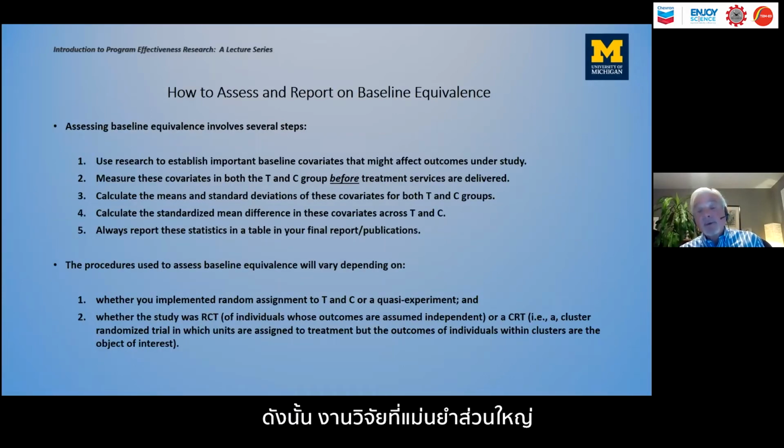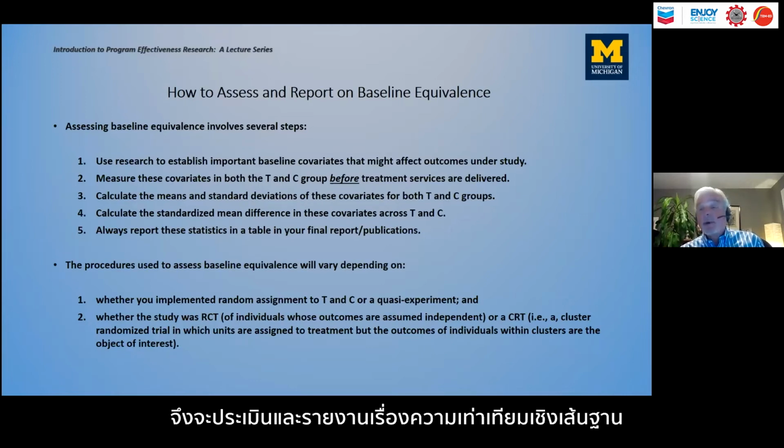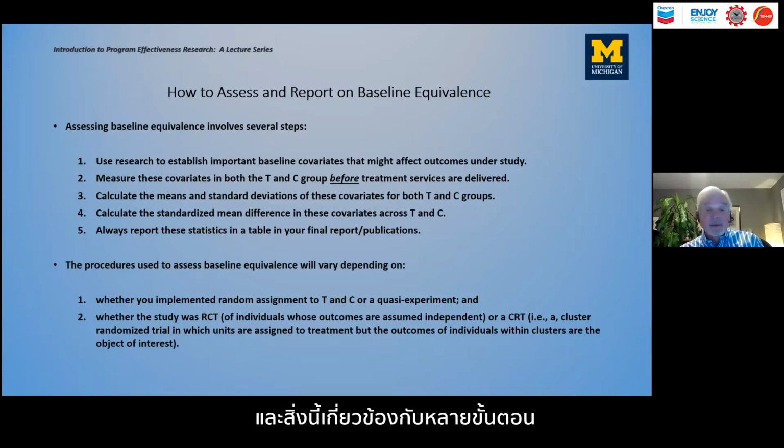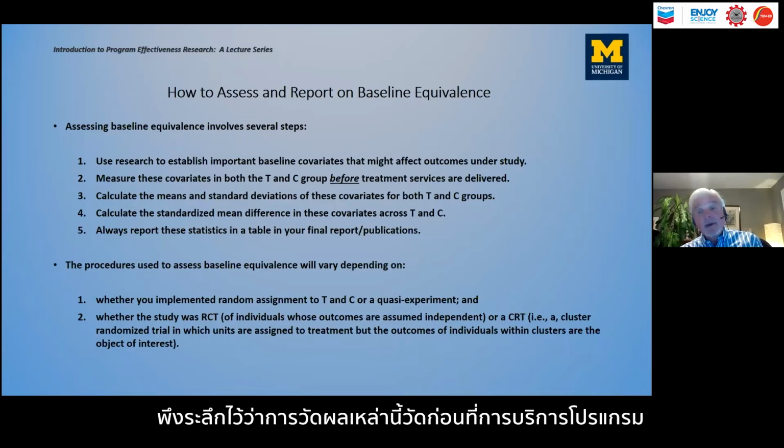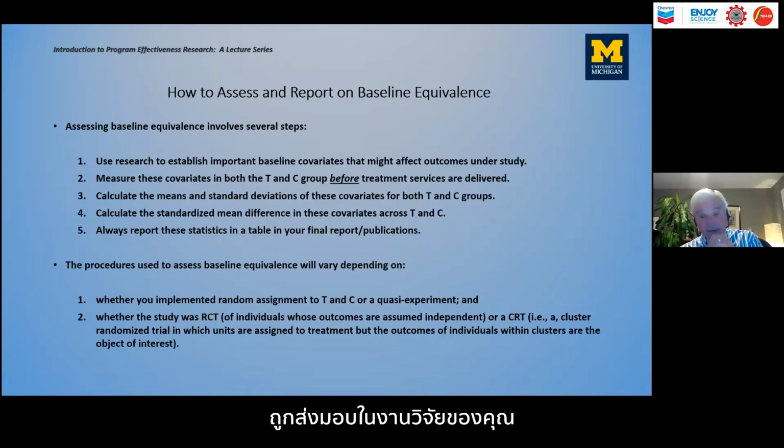So most rigorous research will assess and report on baseline equivalence. And this involves several steps. First, you consult research to establish the important baseline covariates that might affect the outcomes you're studying. You then obtain measures of those covariates for both your treatment group and your control group, bearing in mind that these are measures that are taken before treatment services are delivered in your study.